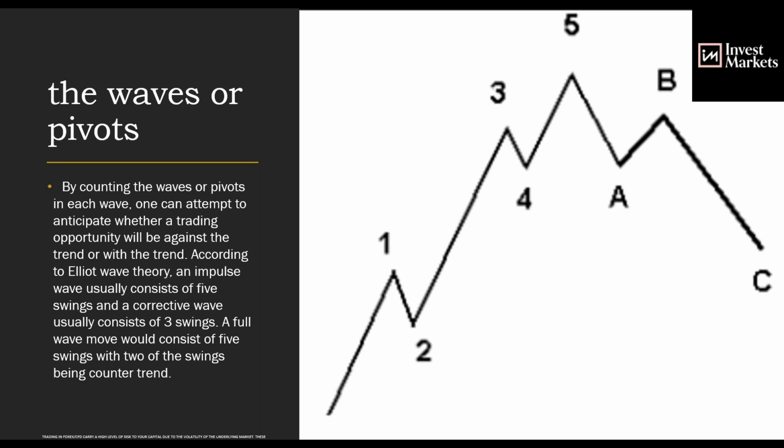So these are the pushes and the eases, the push and ease, but they're a little bit more defined. There's actually formulas of how big wave push number 2 to number 3 would be in comparison to push number 1. According to Elliott wave theory, an impulse wave consists of 5 swings and a corrective wave usually consisting of 3 swings. A full wave move could consist of 5 swings with 2 of the swings to be counter trend. 1, 2, 3, 4, 5. And the counter trends are the eases. So push, ease, push, ease, push.